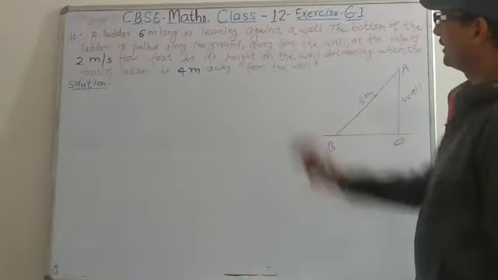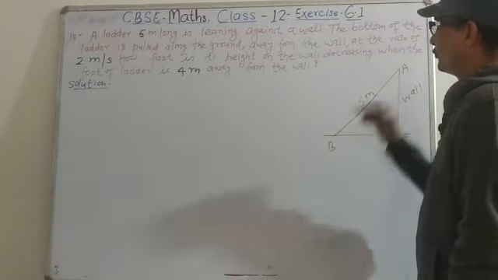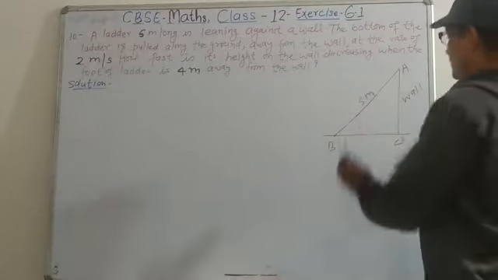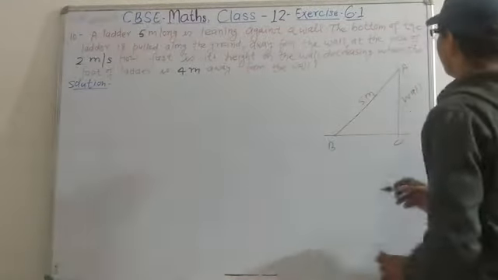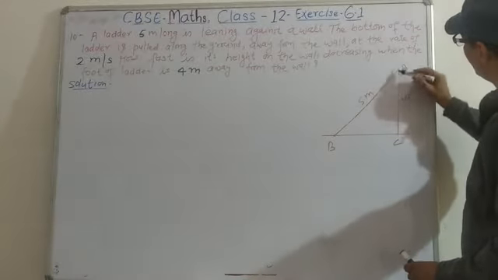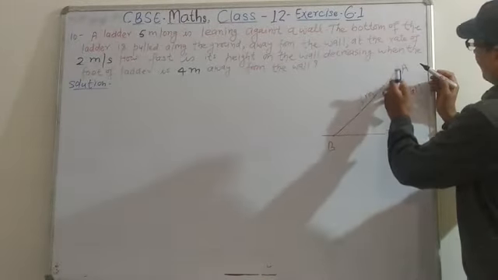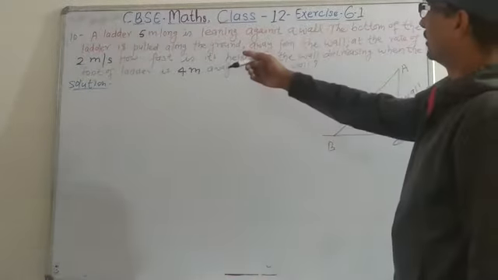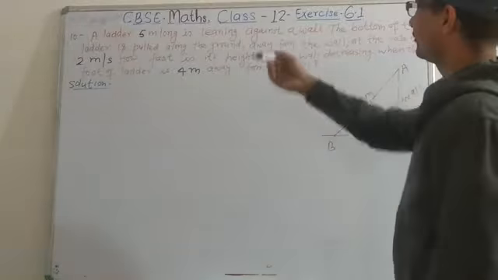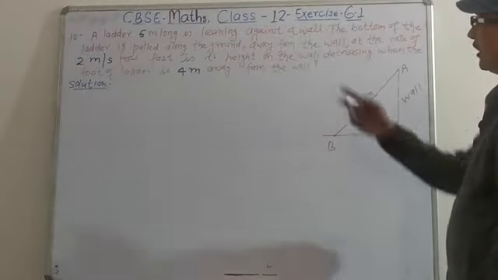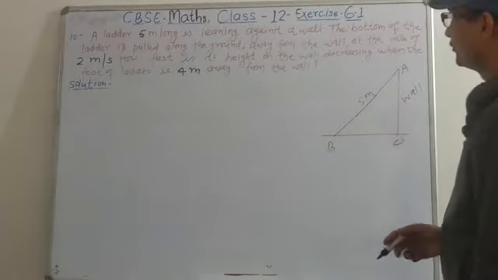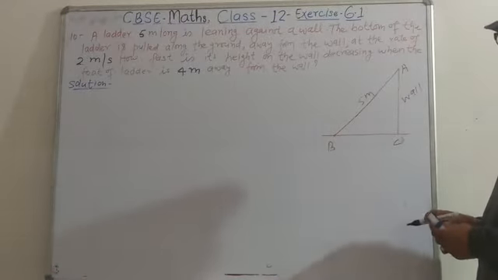The bottom of the ladder is this bottom or foot we can say. It is pulled along the ground away from the wall. इसको इधर पुल किया जा रहा है. पुल करने पर क्या होगा, this height of this wall is decreasing. Pulled along the ground away from the wall at the rate of 2 meter per second. How fast is its height of the wall decreasing when the foot of the ladder is 4 meter away from the wall.